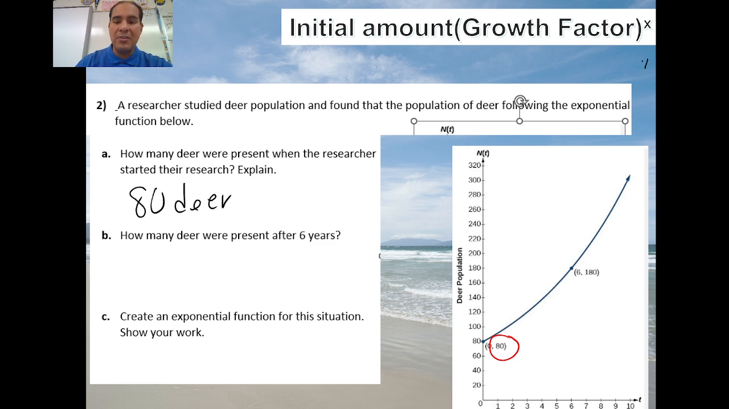How many deer were present after 6 years? The information is present in the graph. So we go here, 0 all the way to 6, and we go up to the graph, and the 6 lines up with 180 deer. That information is going to be important for the next question.